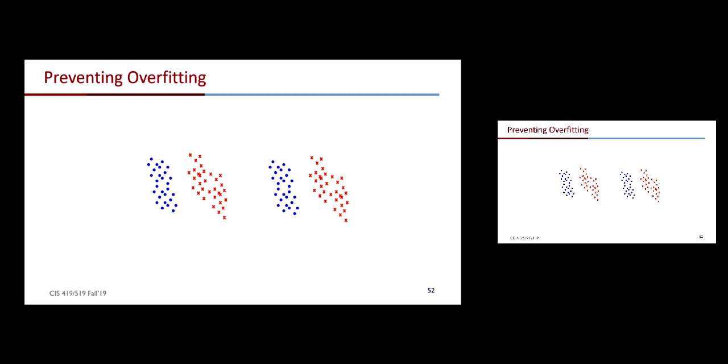So I'm going to add something to my graphics to incentivize you. So here is one separator, H2. Here's another one, H1. Both of them separate the data. Which one is better?